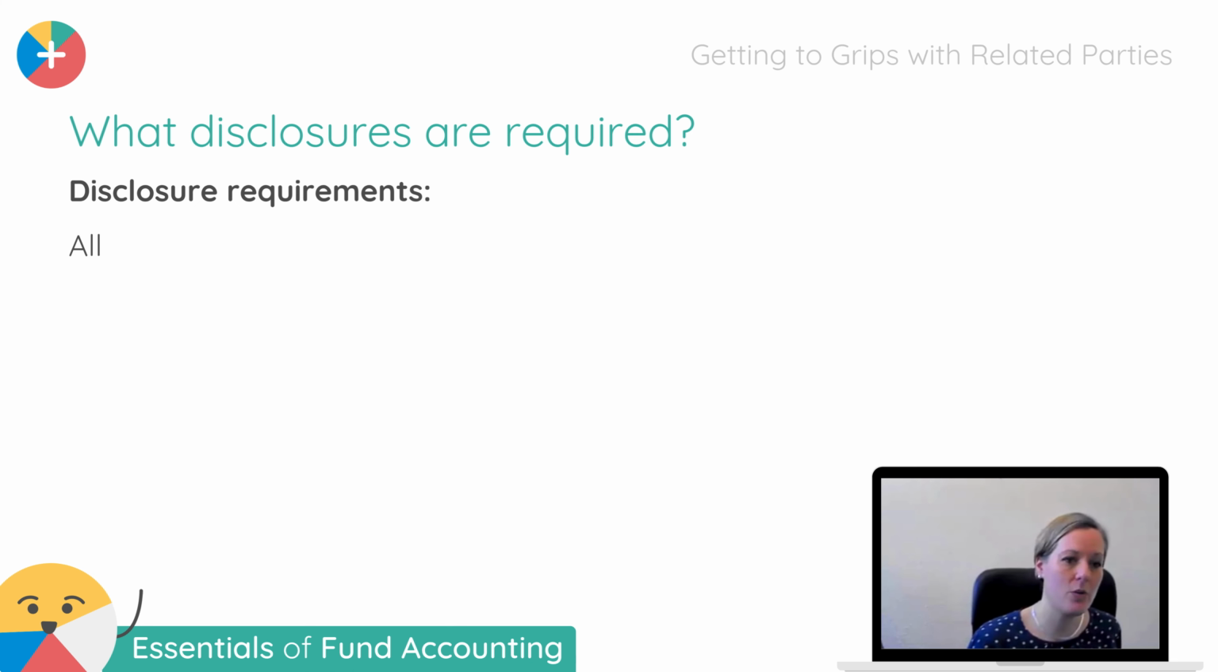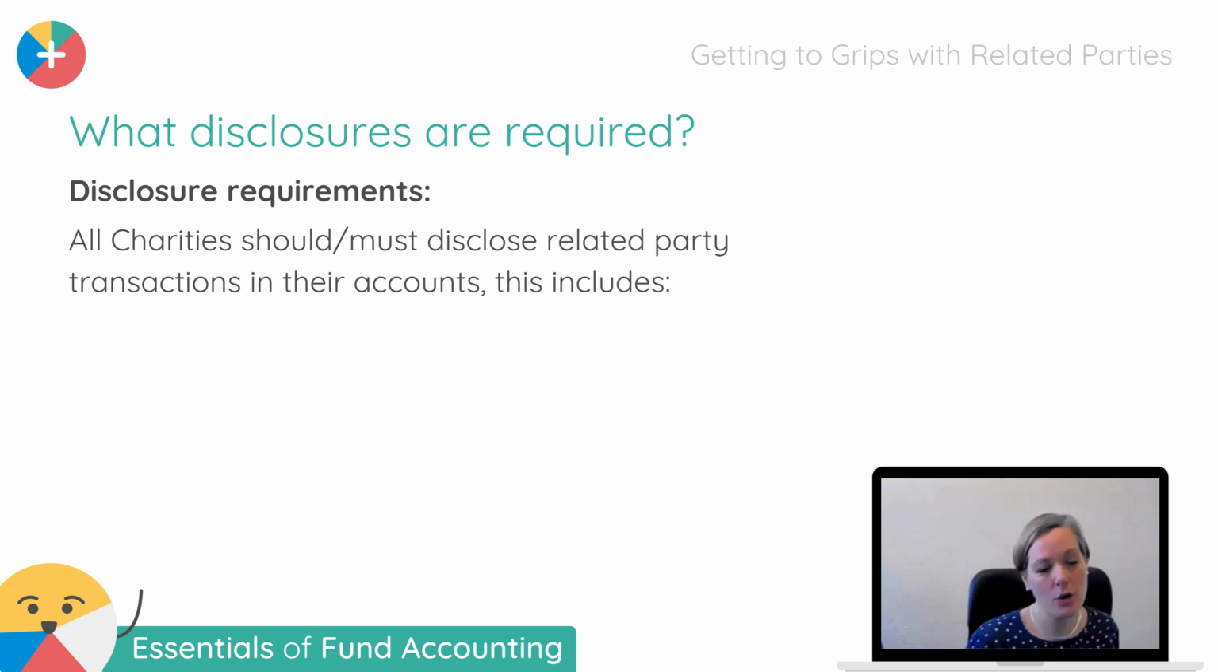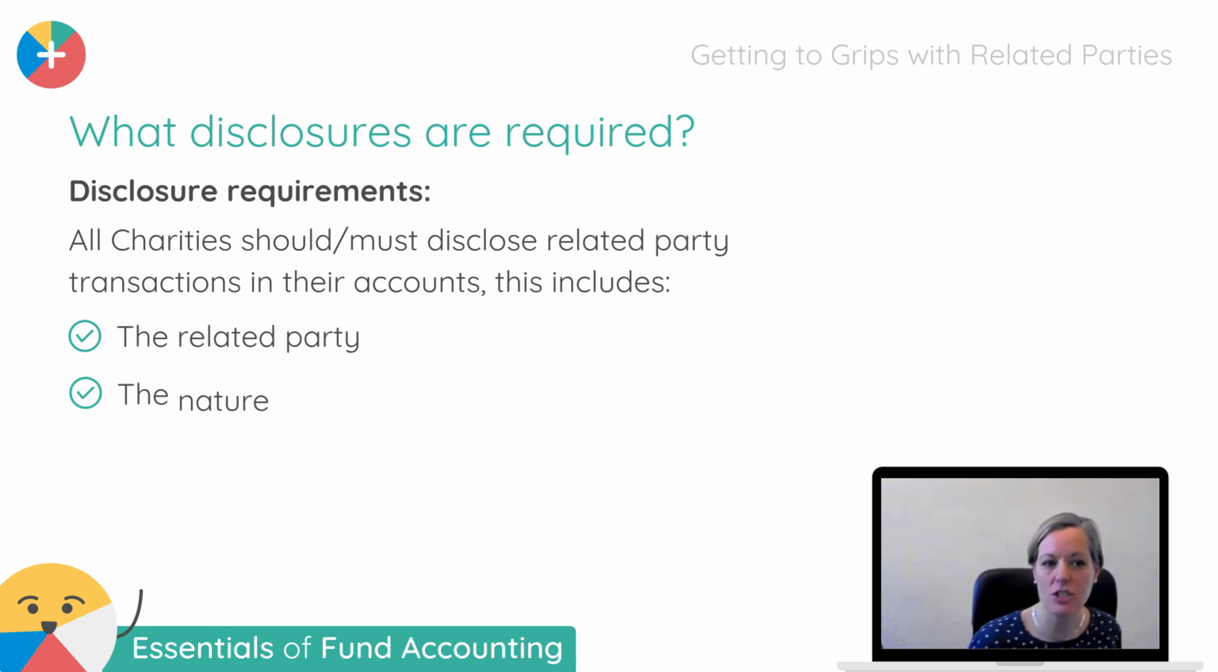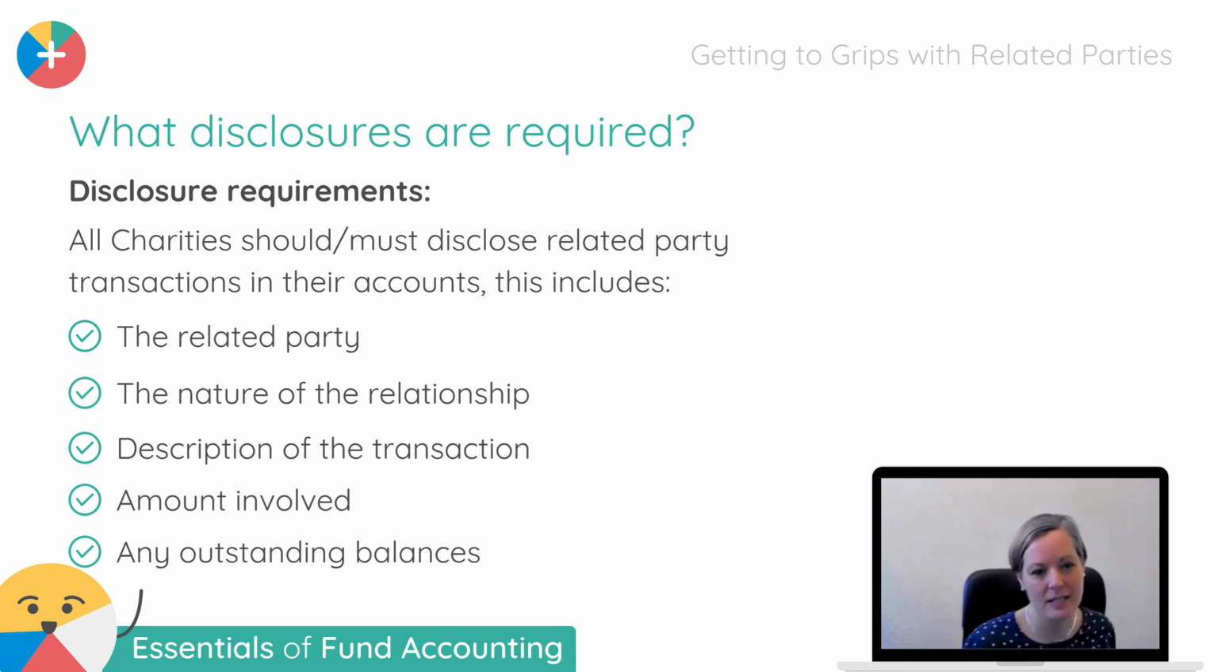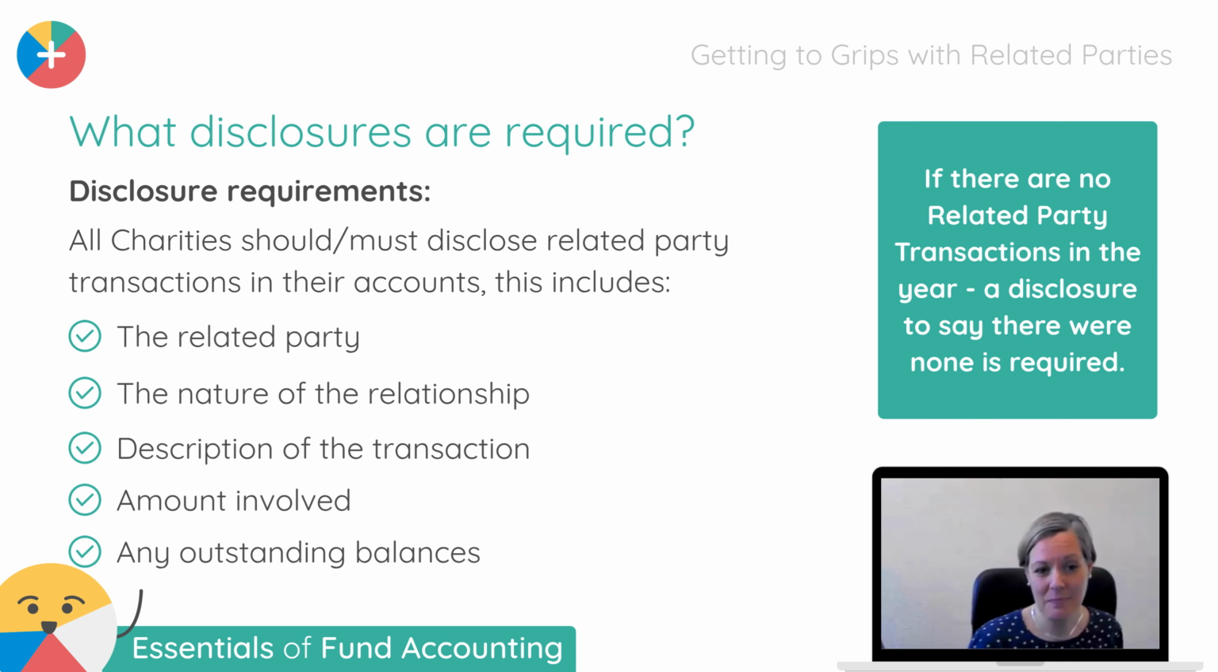So what is the related party transaction disclosure that is in the accounts? Basically, the disclosure says who the related party is, the nature of the relationship, a description of the transaction that's happened, the amounts involved, and if there is anything owing at the year end, any outstanding balances. Now, you may not have any related party transactions in the year, but you do need to disclose that there were no related party transactions in the year, so that people don't think you've just omitted it from the accounts.